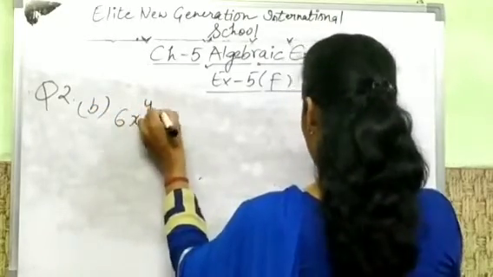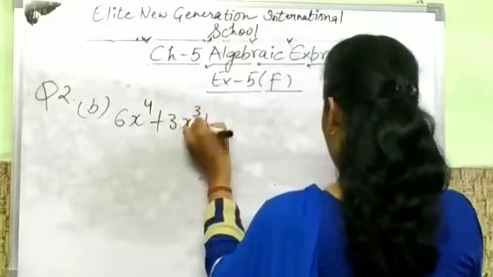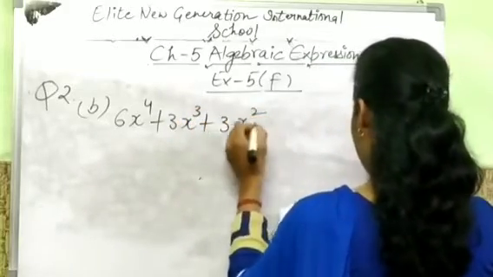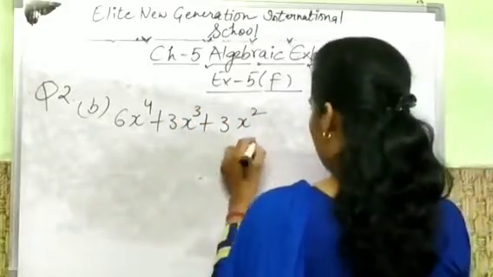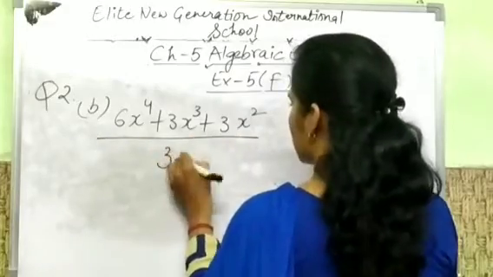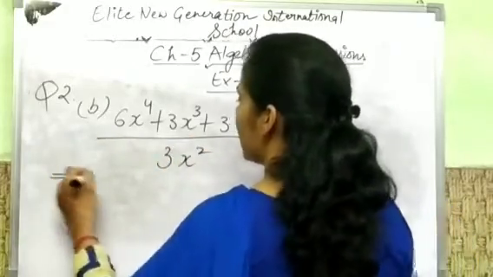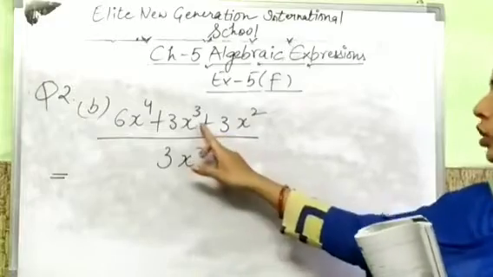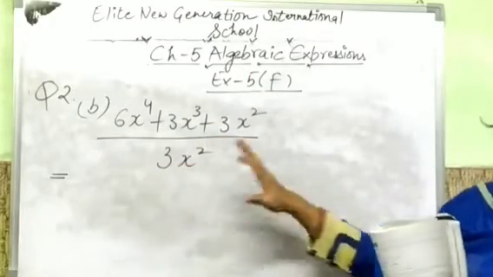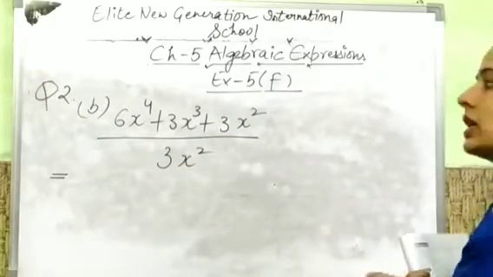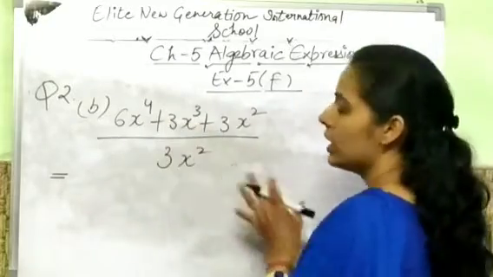6x to the power 4 plus 3x to the power 3 plus 3x to the power 2, and we have to divide this polynomial by the monomial, which is 3x square. Okay, so in that case, first of all, divide each term of this polynomial by this monomial. It means we need to separate all these terms.